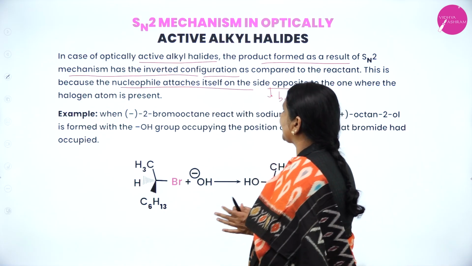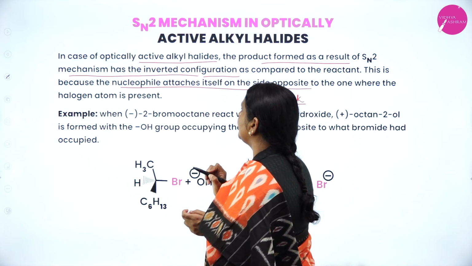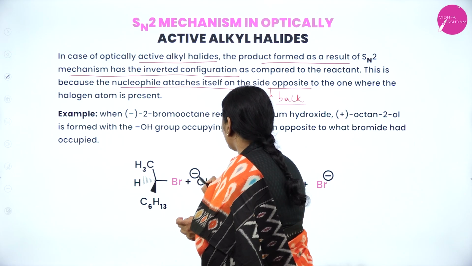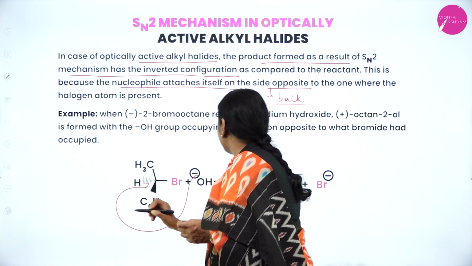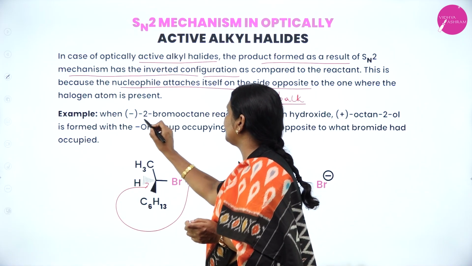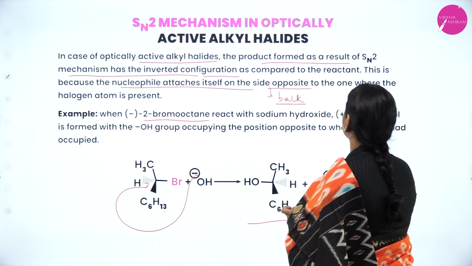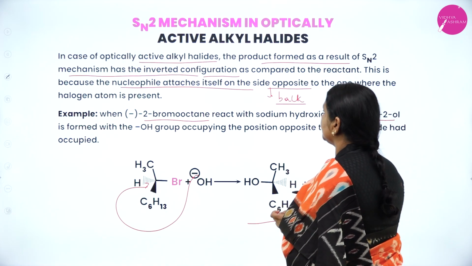But in SN2 mechanism, nucleophile attacks only from back side. Therefore, here observe, the OH minus attacks from which side? Back side. From which side? Back side. I will consider which one as an example? Minus 2-bromooctane. It will form plus octan-2-ol.